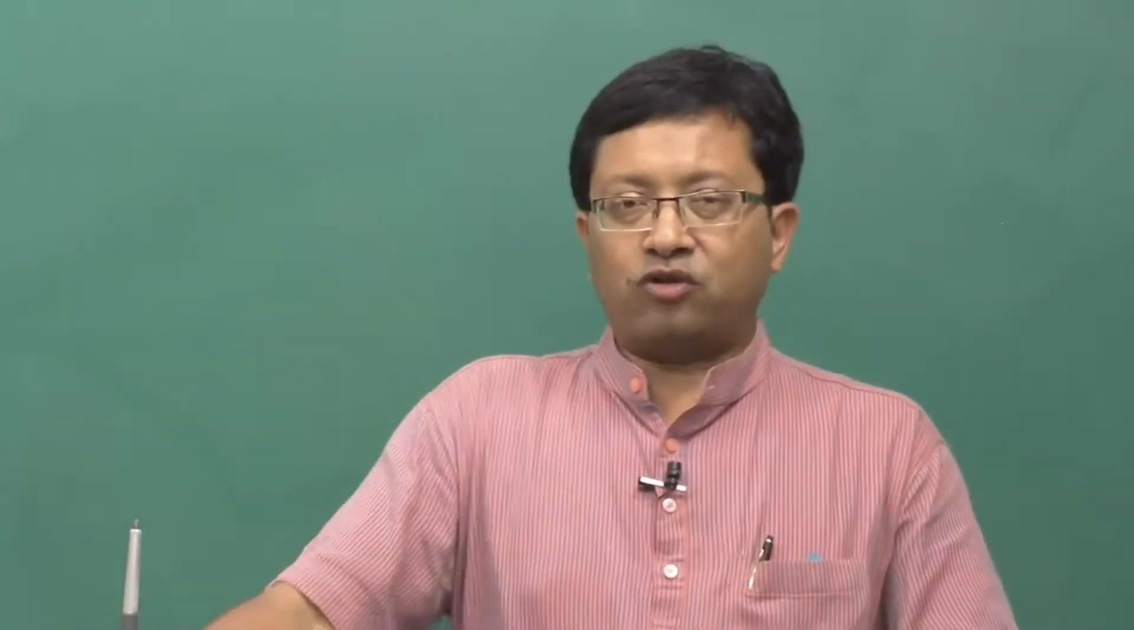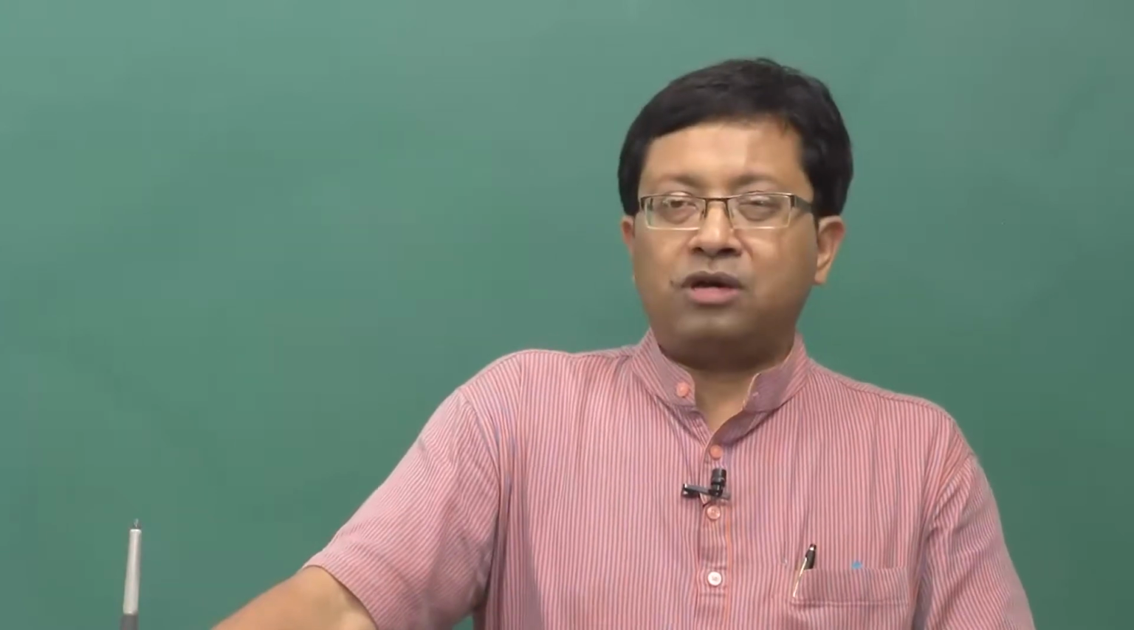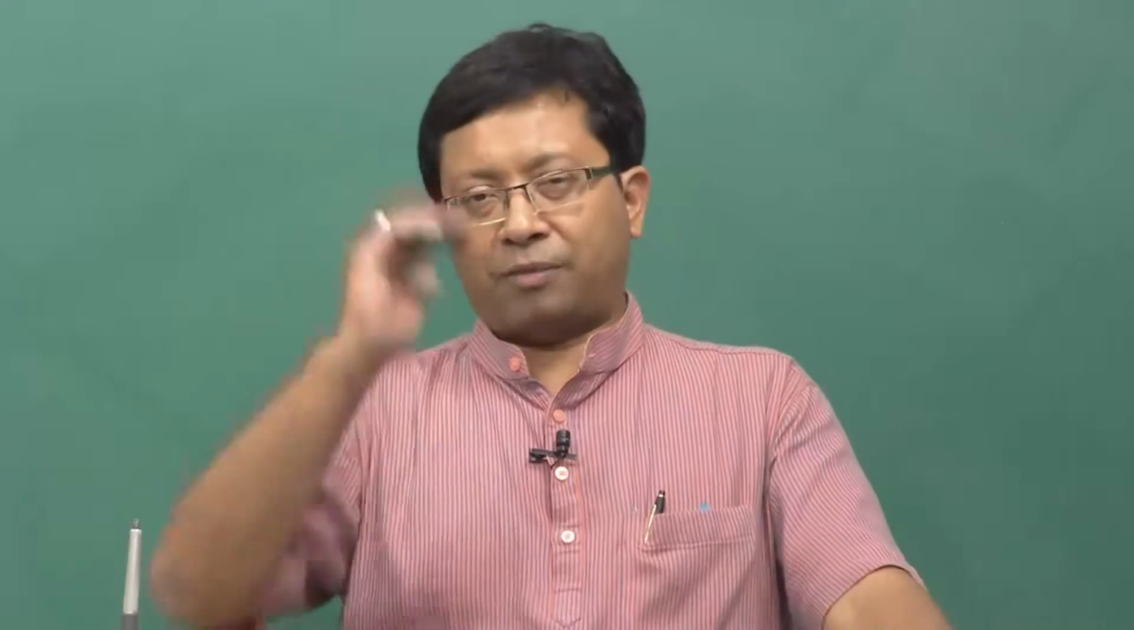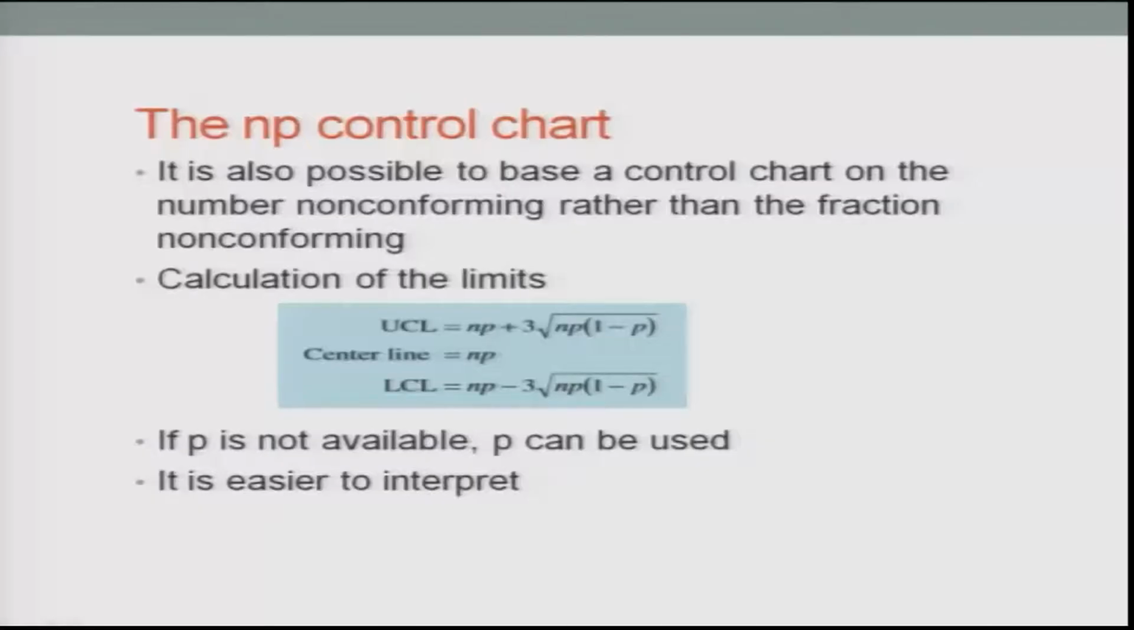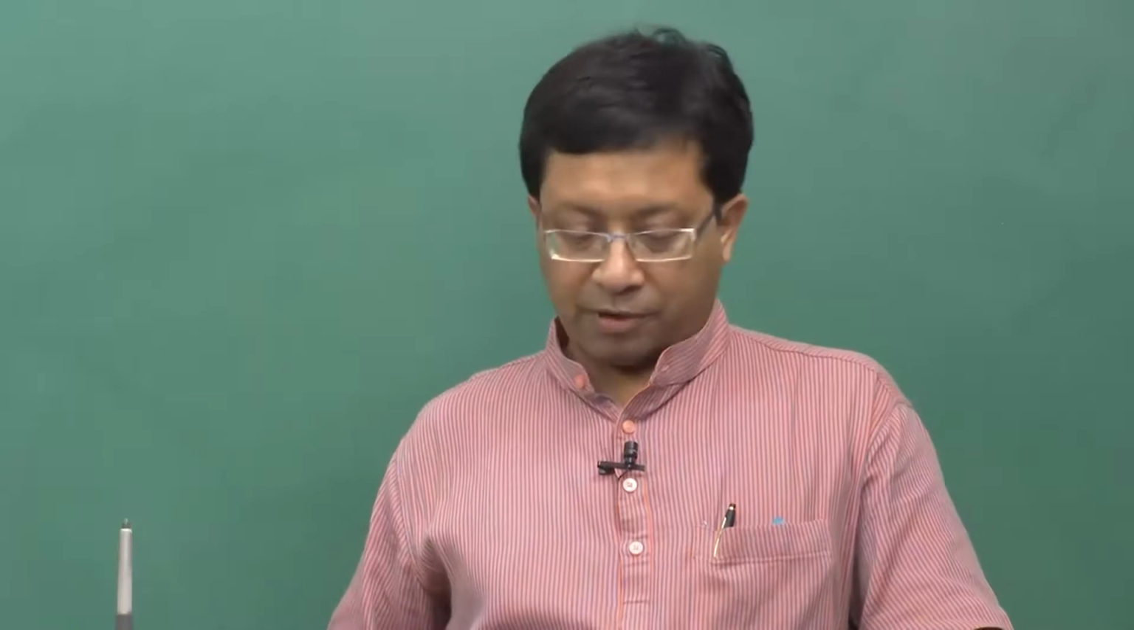So, those values come out to be the square root of np into 1 minus p, and plus or minus 3 times that would give you the upper value and the lower value. If p is not available, obviously you will use p bar. So this would be easy for us to understand. The case is basically p hat or p bar. If p is not available, p bar can be used, and it is easier to interpret, because numbers are much easier to understand than proportions or probability.